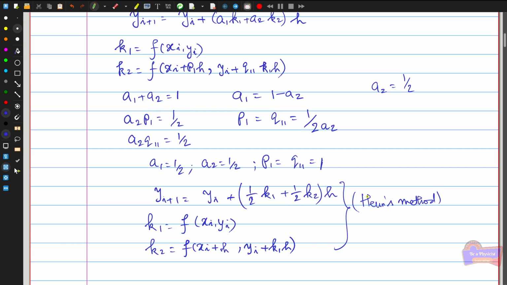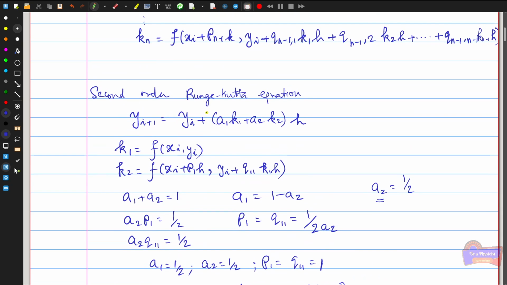Similarly, if you choose a2 equal to 1, then you will get a different approximation method. If a2 is equal to 1, the corresponding equation is the midpoint method. And if you take a2 equal to 2 by 3, then the method we have derived is the Ralston method. Therefore, based on the value of a2 which we assume, we can come up with a different method from this second order method.